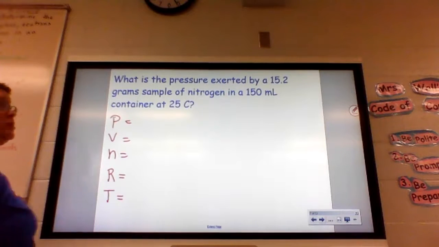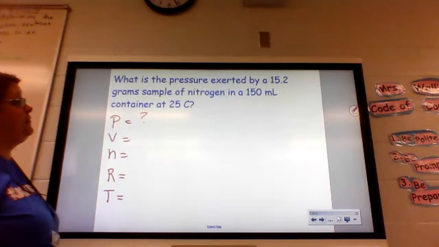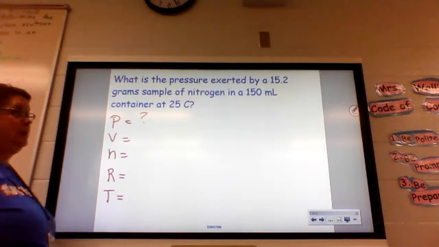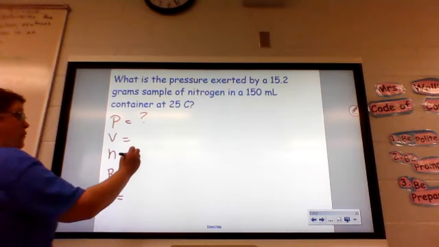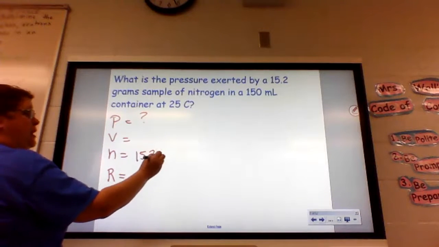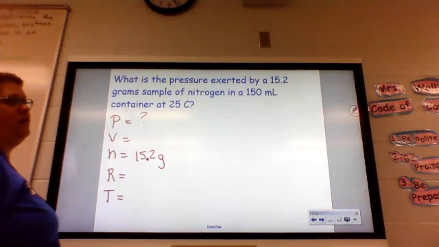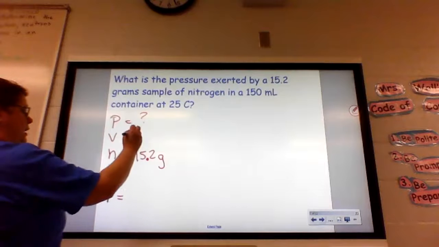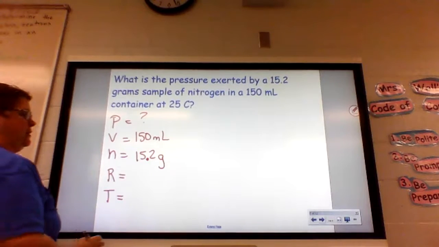All right, so what are we solving for? Solving for pressure. Okay. What is 15.2 grams? That is the mass. It's got to go to n, because what could grams be changed into? It can be changed to moles. All right, what's 150 milliliters? Volume. Okay. And what is 25 degrees Celsius?